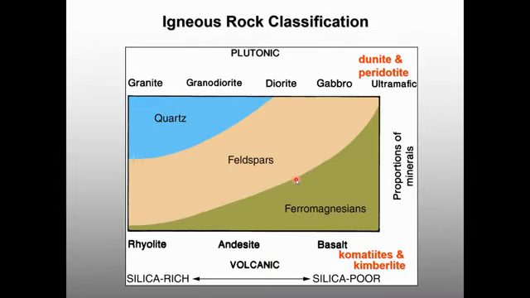But again, as we classify these, we have to look at the difference between plutonic and volcanic. We've just seen those different environments. And then again, the types of minerals that they have, ranging from quartz, different feldspars, from sodium feldspars on the left to calcium feldspars on the right, and then iron and magnesium rich, what we call ferromagnesian minerals, for our basalts and gabbros.